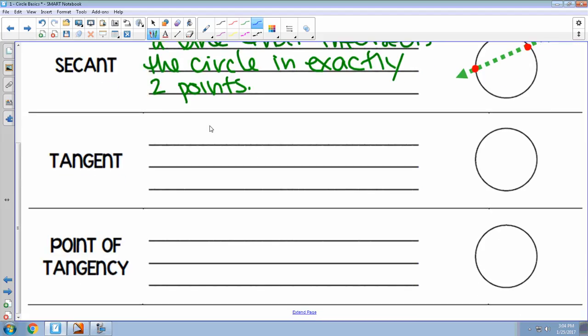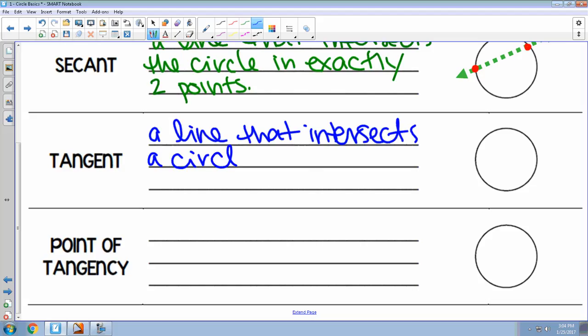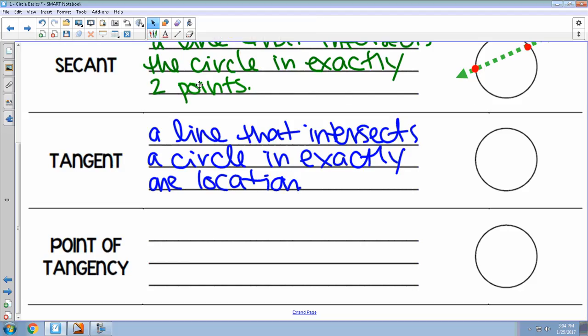Similarly, we have a couple more like that. We have something called a tangent, which is a line that intersects a circle in exactly 1 location or 1 place. So we have one that intersects in 2 spots. That's called a secant. A tangent line is a line, but now it only intersects in 1 spot. So it will run right past my circle, is what it will appear to do.